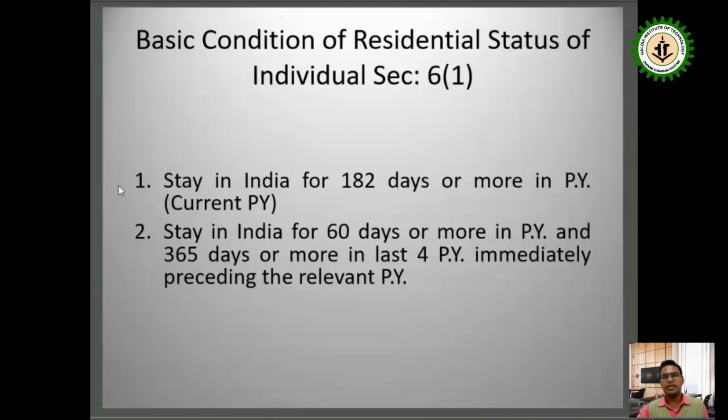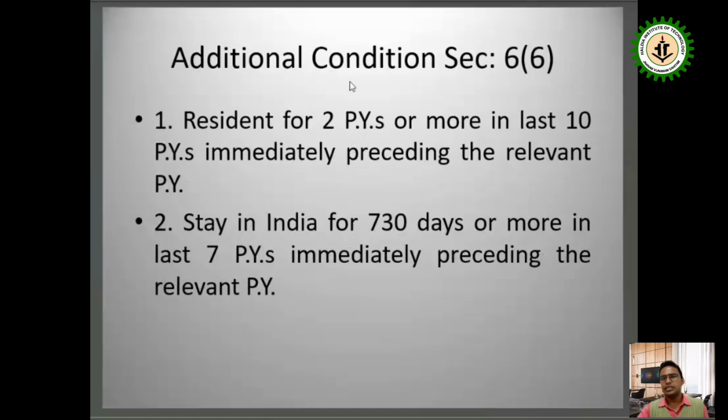So after becoming resident in India, we have to check two additional conditions which are laid down in section 6 subsection 6, which is 1 and 2. If a person satisfies both the additional two conditions, then he will become resident and ordinary resident. If any person who is resident in India does not satisfy any one of the additional conditions, he will become resident and not ordinarily resident.